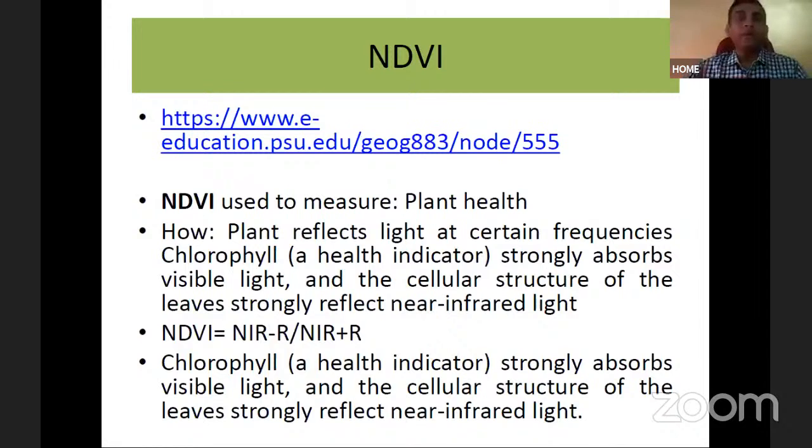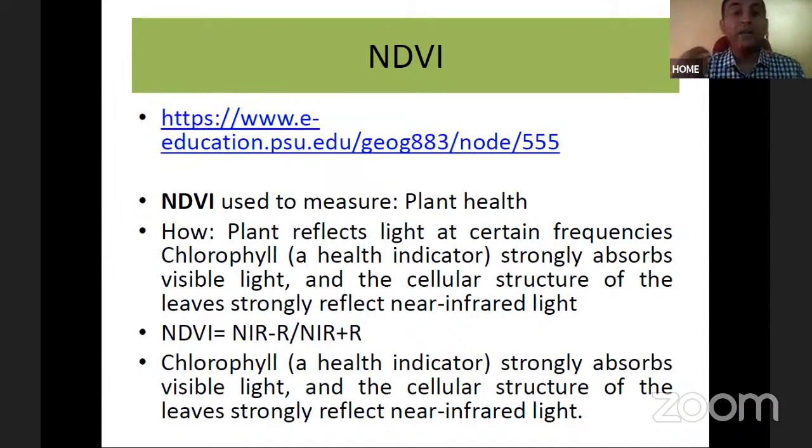Now, why is this happening? It is basically a division of two bands. Like I said, it's a division of two bands. So the division is between the near infrared and red bands. The two bands being used for NDVI are NIR and R.